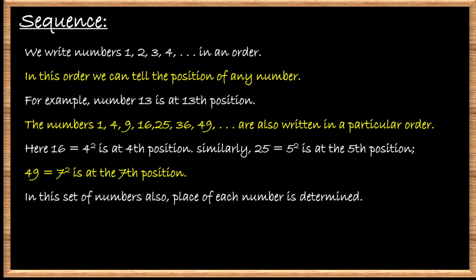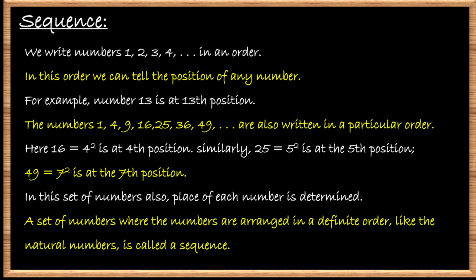In this set of numbers, the place of each number is determined. Suppose I ask you what is the position of 81, then you can answer the position of 81 is ninth. Or if I ask you 144 is at which position, you know 144 is the square of 12, so the root is 12, which means it is at the 12th position. A set of numbers where the numbers are arranged in a definite order, like natural numbers, is called a sequence.